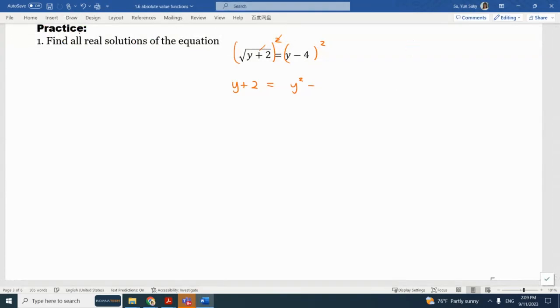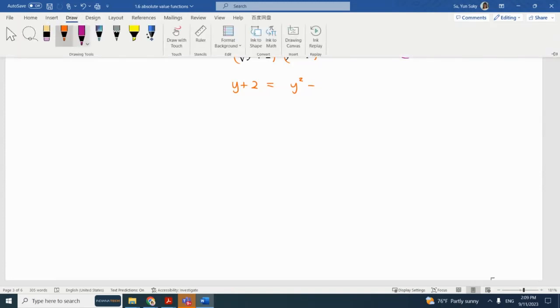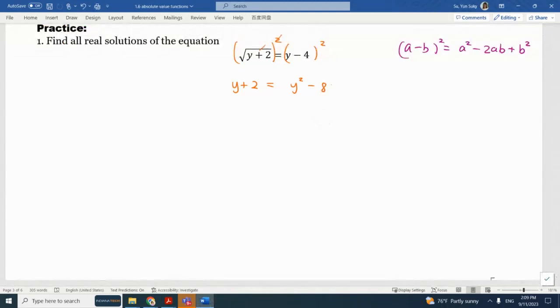Again. So a minus b squared is a squared minus 2ab plus b squared. So we have minus what? 8y. And plus 16. Yes, everybody? It's not a squared minus b squared. You know, a squared minus b squared is a plus b times a minus b.